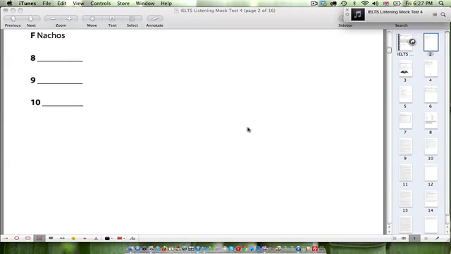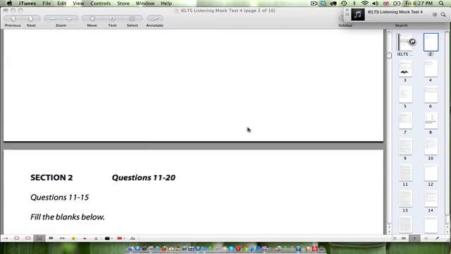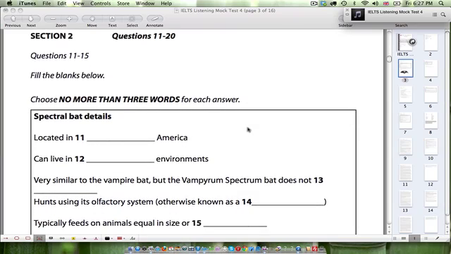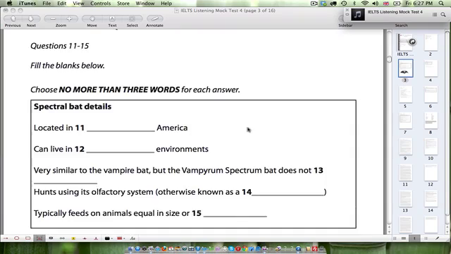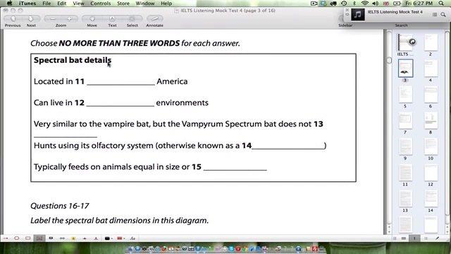That is the end of section 1. You now have half a minute to check your answers. We're not going to do that. We're going to continue on to section 2 to preview here. So choose no more than 3 words for each answer.